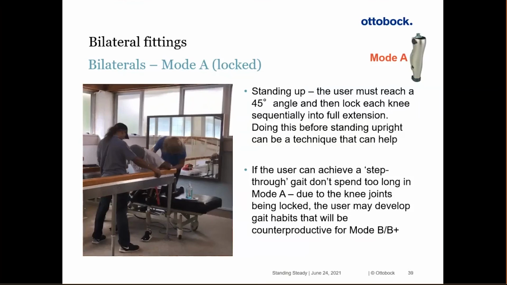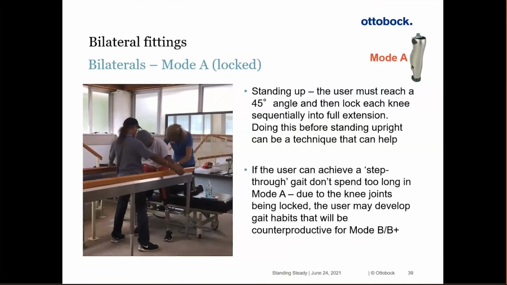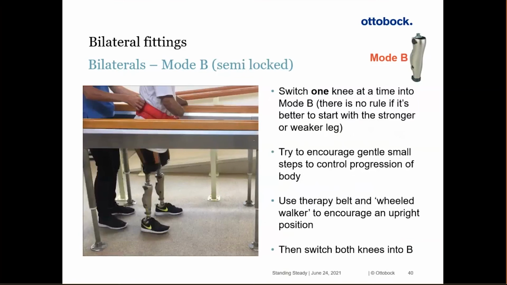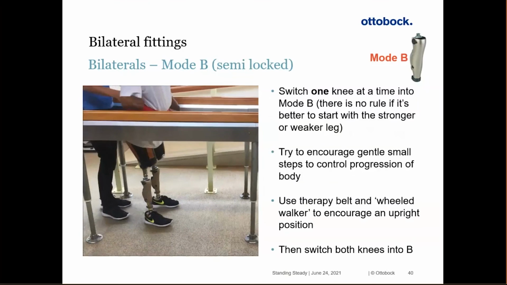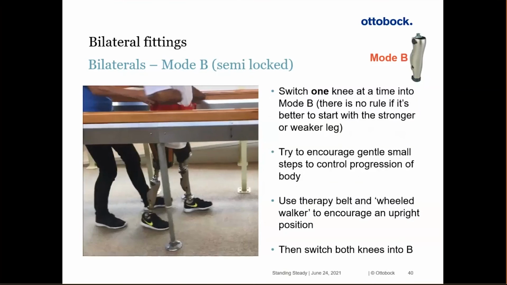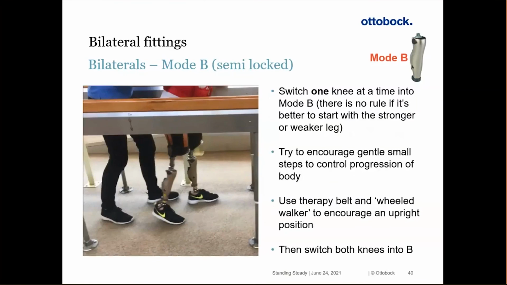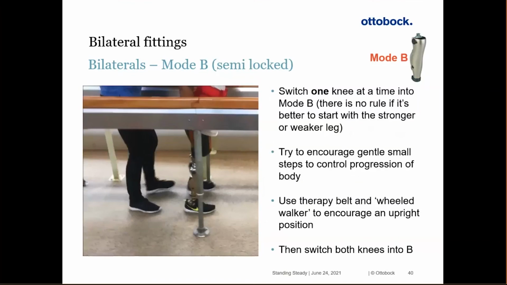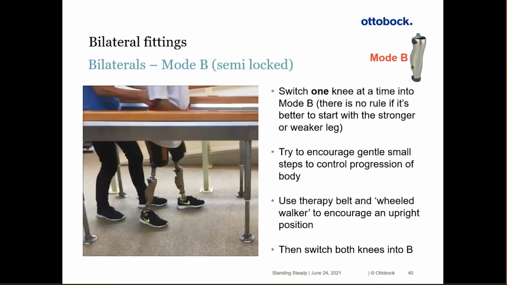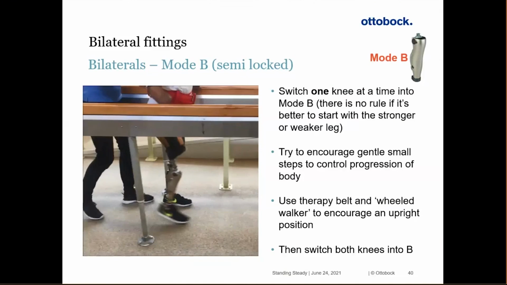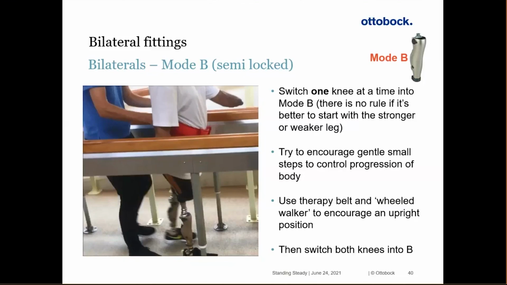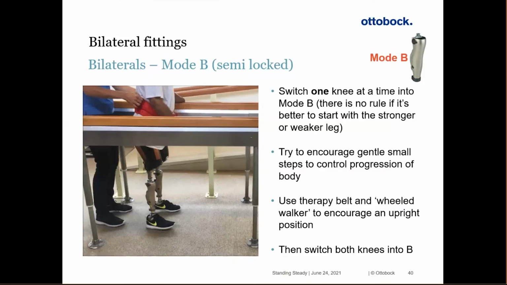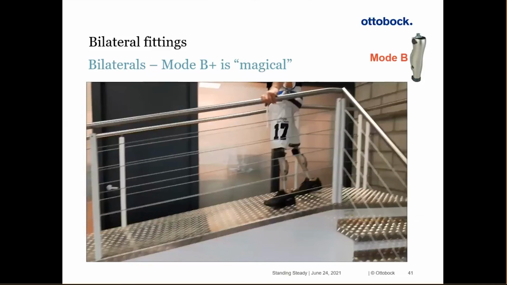If they are having that step-through gait, then you may not want to spend too long in A. Try and progress to B, and then ultimately B+. You may also start with one knee in one mode and the other in another. So here on the left, he's in A, he's progressed to B on the right. So that's a pretty cool opportunity for someone to be able to progress fairly quickly and as needed. And there isn't necessarily a preference for the stronger side in how you may progress, but you can just see where they feel comfortable and start in the bars.